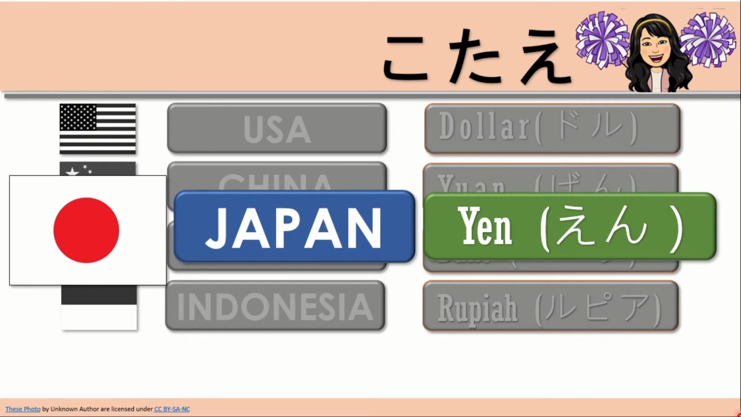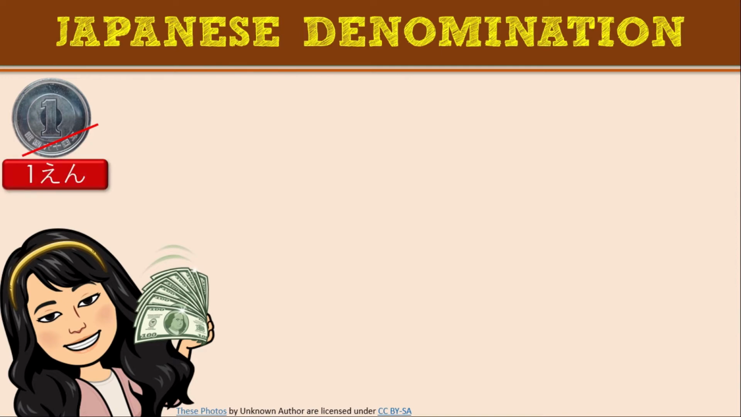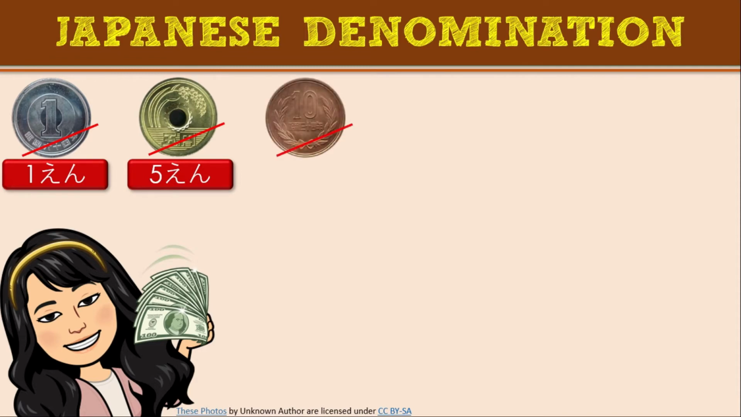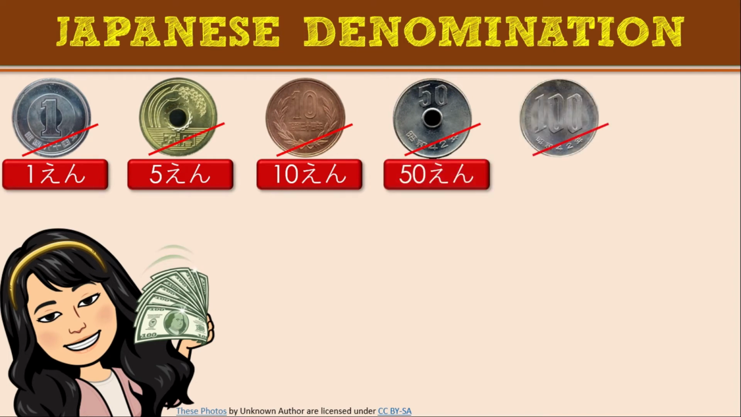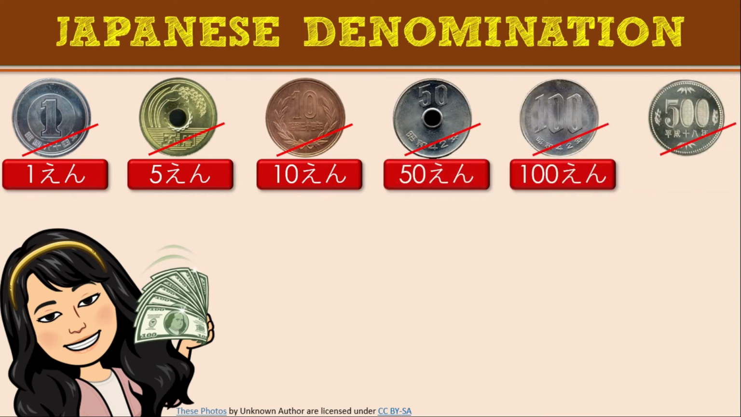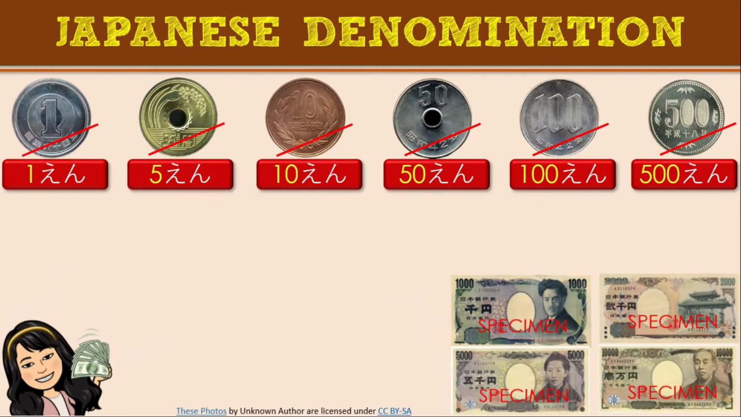In connection to that, let's discover and examine the Japanese denomination. Let's see. Mite kudasai. Here are the coins used in Japan. 1, that's 1 yen. This would be for 5 yen. Next, we have 10. That's 10 yen. 50 yen. 100 yen. And 500 yen. These are the paper bills. We have 4. But how do we read the coins?